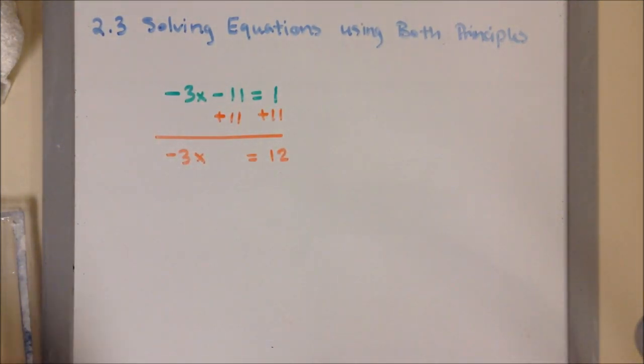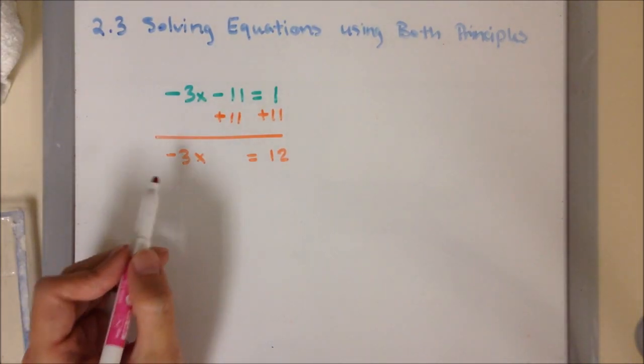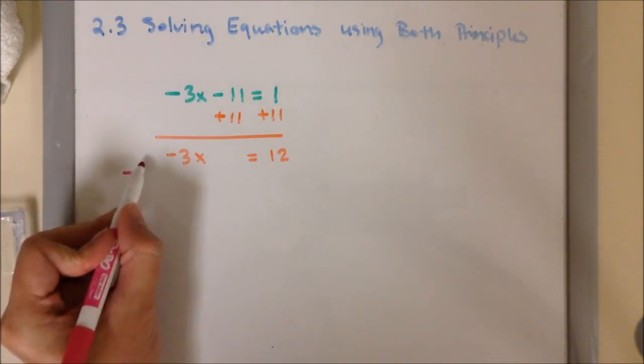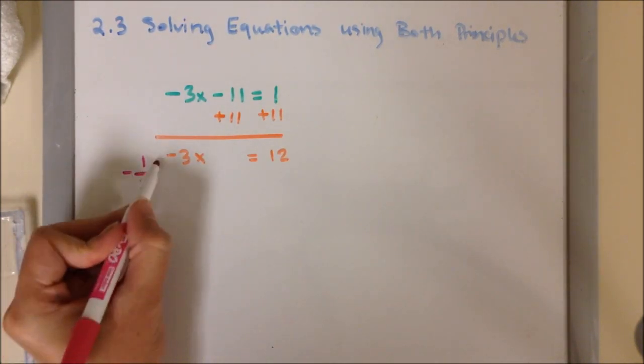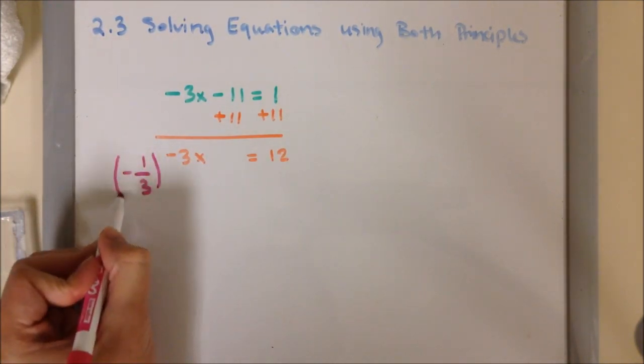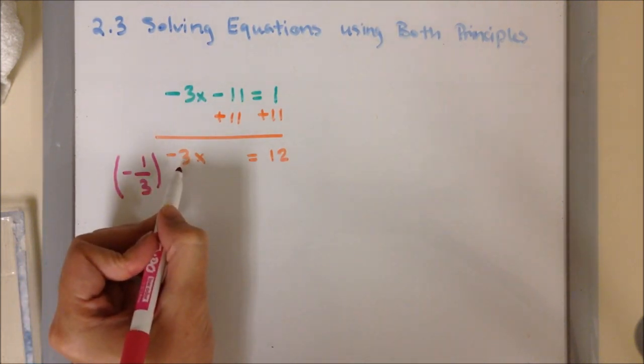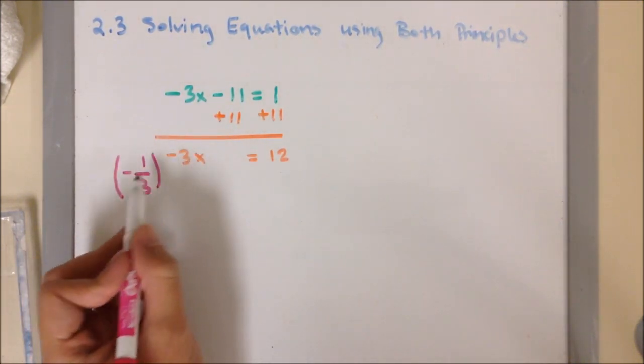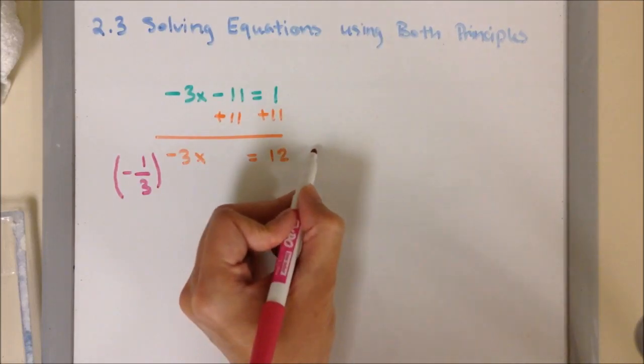Alright, from there I'm going to apply the multiplication principle. I want to multiply both sides by the reciprocal of this, so the reciprocal will be negative 1/3. Now the reason I'm multiplying by a negative is because originally it started off as negative. So if it's negative, then multiply by a negative. I'm going to do it to both sides.